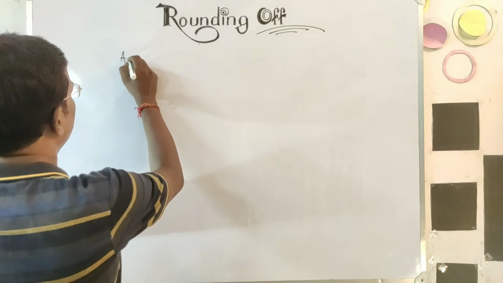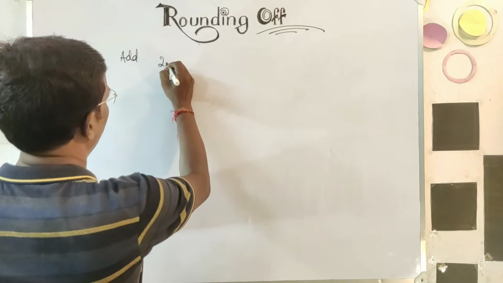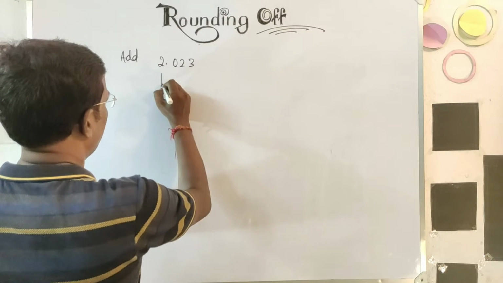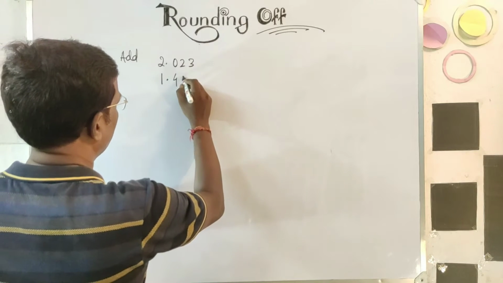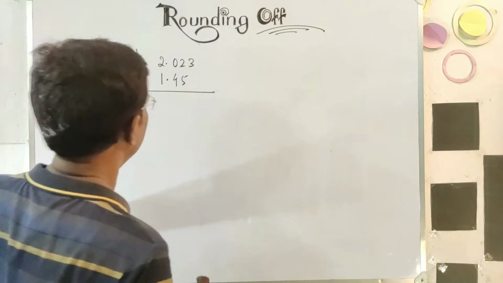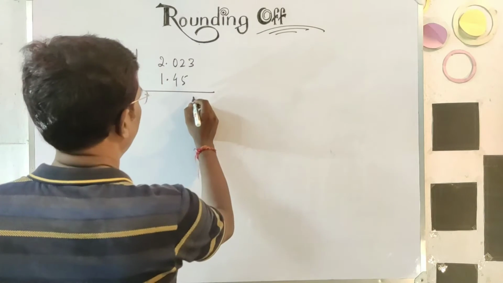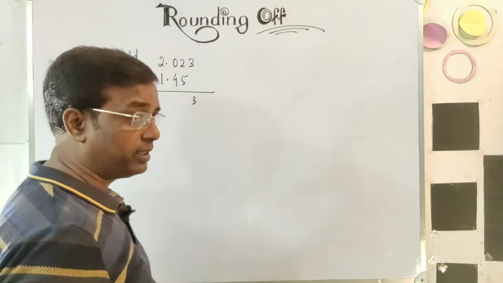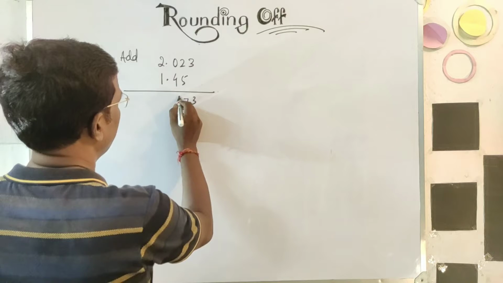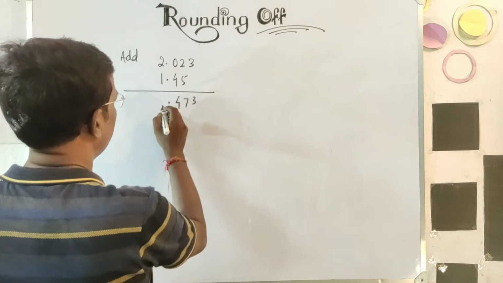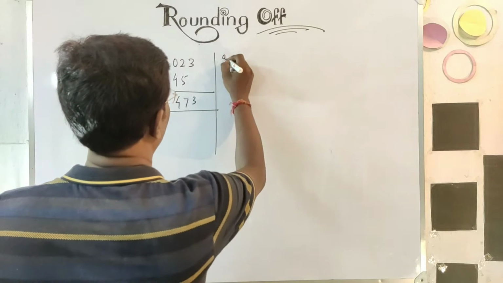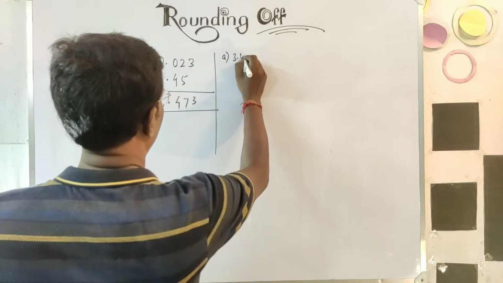Addition: add 2.023 and 1.45. What will be the answer? Now here it will be 3. If you go by the simple rule, you will be adding straight, with 3, then it will be 7, it will be 4, and then it will be 3. In the options of answer, it will be definitely 3.473.